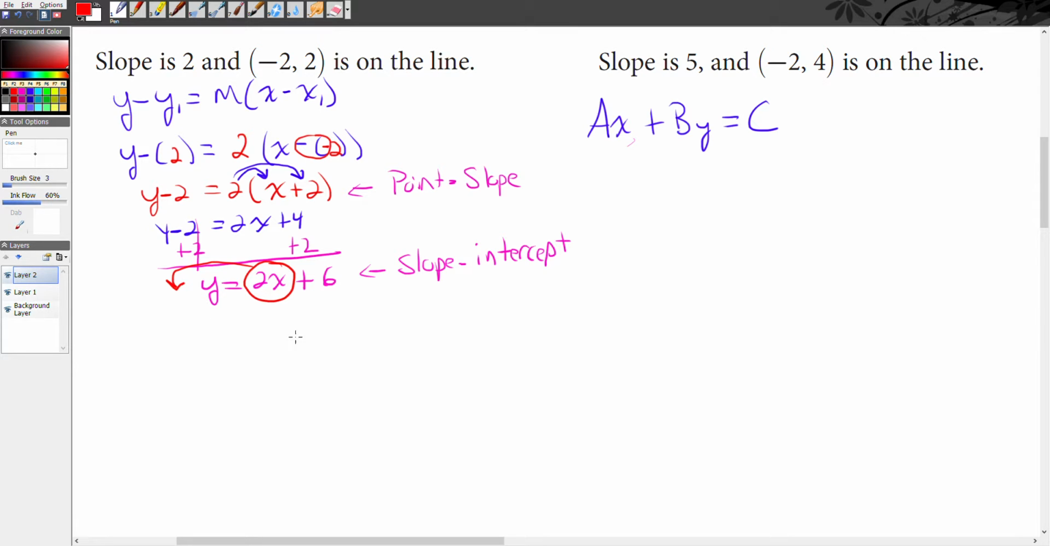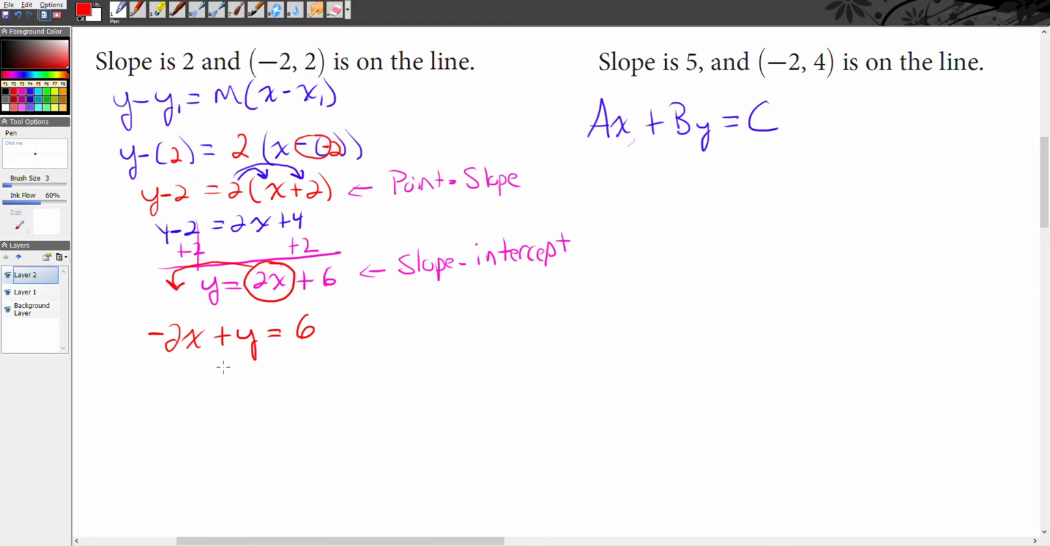Remember the rule, whenever you move a term from one side of an equation to the other, you have to change its sign. So when I move positive 2x to the left side of the equation, it becomes negative 2x. Everything else keeps its own sign. So negative 2x plus y equals 6. Now, this is in the proper order, ax plus by equals c.